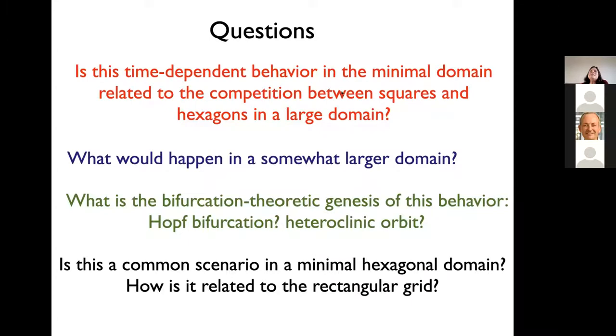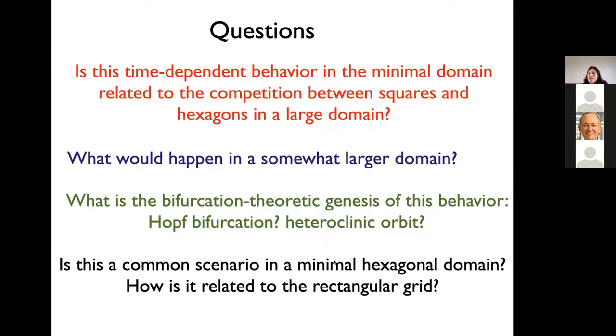Also, one of the main things that happens in Faraday patterns or many others is competition between squares and hexagons. Is this related to the competition between squares and hexagons somehow? Don't know. Then, is this a common scenario? Supposing, again without all these other questions, you stick with this rectangular domain, this minimal hexagonal domain, and don't make a bigger one, is this a common scenario?